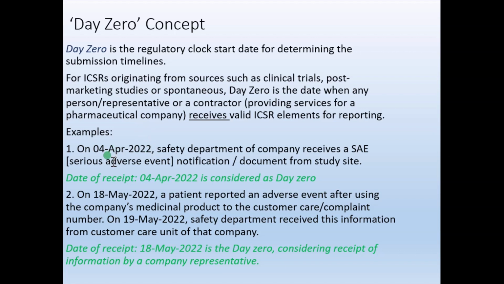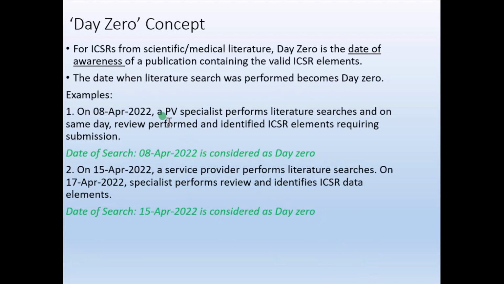So, a couple of examples are mentioned here for your better understanding. On April 4, 2022, the Safety Department of a company receives a serious adverse event document from a study site. It is a direct receipt and the date of receipt, April 4, is considered as day 0. In the second example, the Safety Department received information via another department of the company who are also part of or a representative for the company. Hence, May 18 is considered as day 0, considering the initial receipt of information by a company representative, even though the Safety Department received it on the next day.